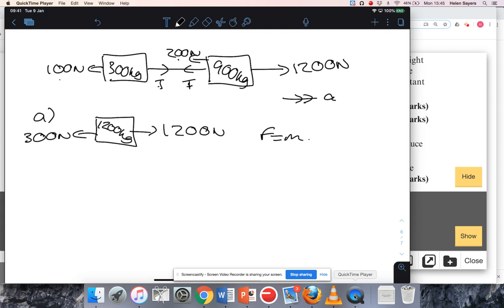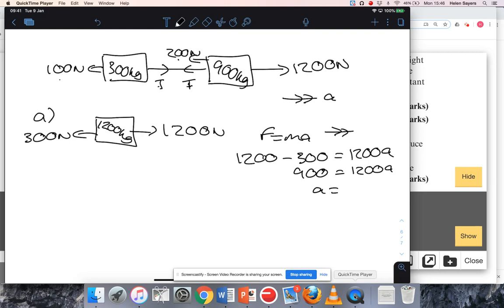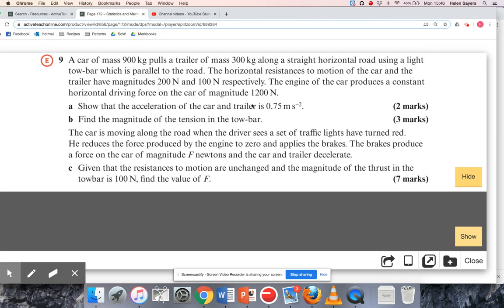So if I use F equals ma, and I'm taking the right as positive, so 1,200 minus 300 is mass times acceleration, so 900 equals 1,200A, so A is 900 over 1,200, which is 3/4 or 0.75 as they asked for. Okay, so with a show that question, just make sure you definitely show enough marks to justify that you know where it's come from, you haven't just fudged the numbers to make it work.